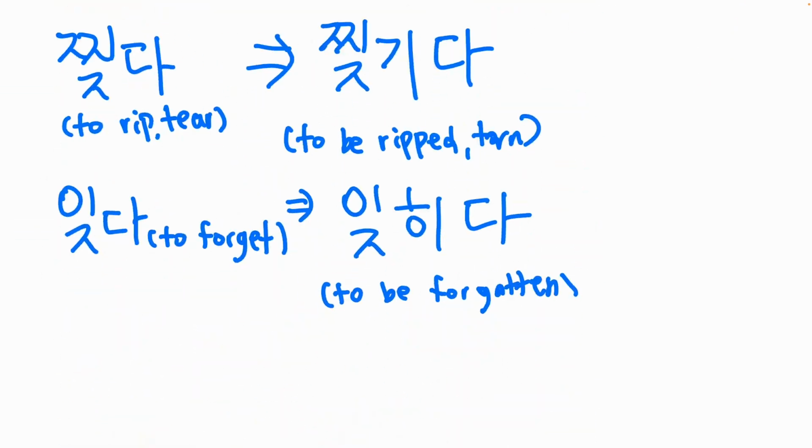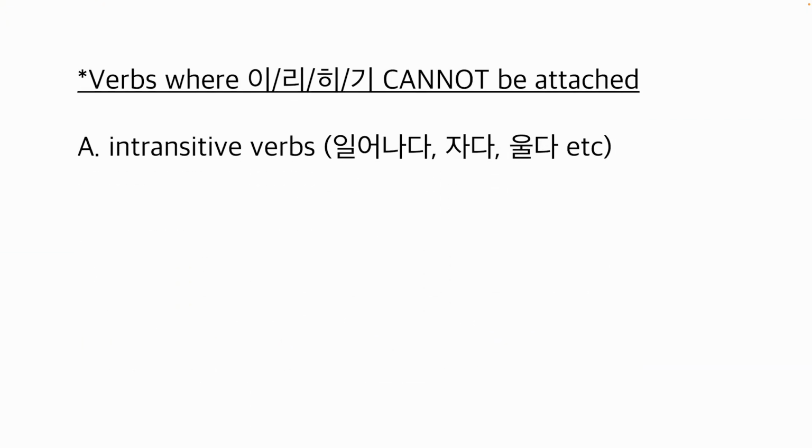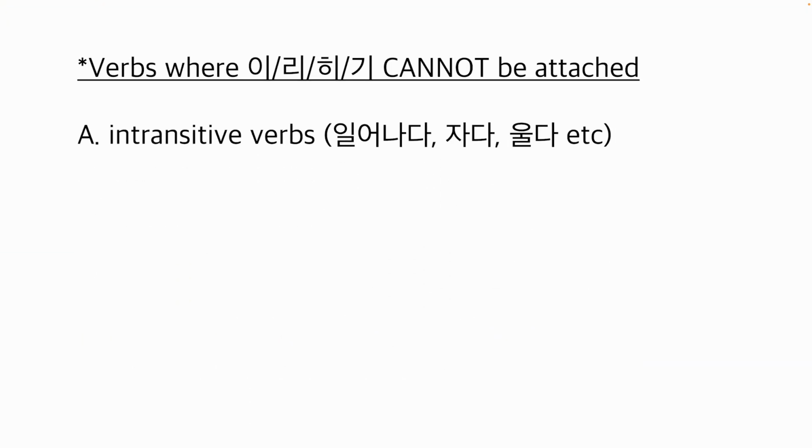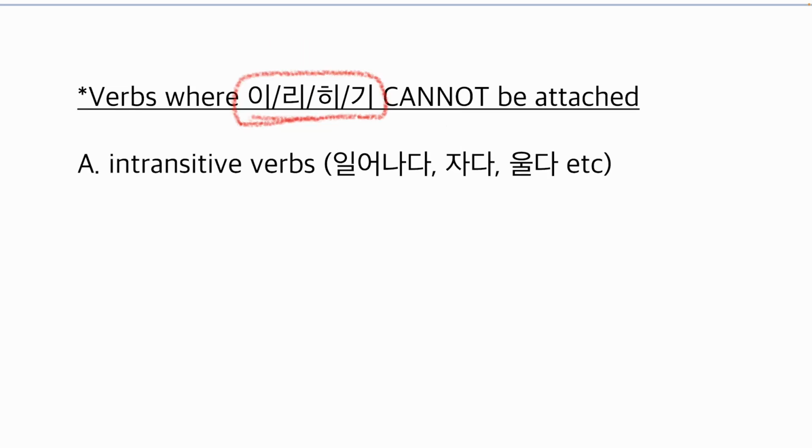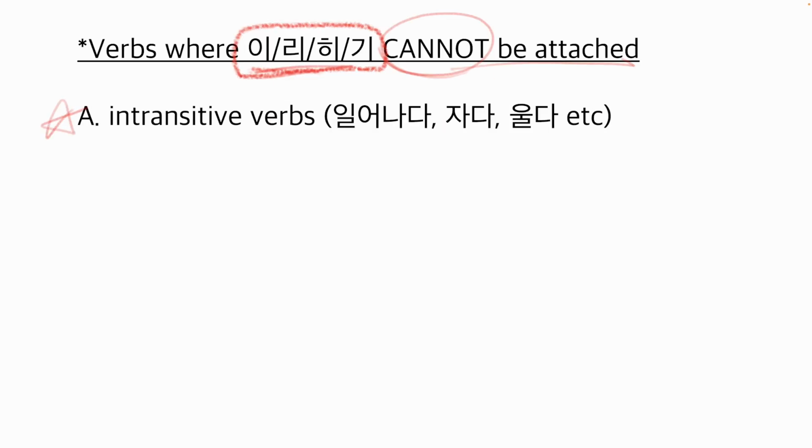Okay, so now let's continue our lesson. And another thing to note about the 이, 히, 리, 기 suffixes is that they cannot be attached to all verbs, meaning they cannot be attached to every single verb there is. So let's look at the verbs where they cannot be attached. So firstly, intransitive verbs cannot be attached to 이, 히, 리, 기. Only transitive verbs can be.